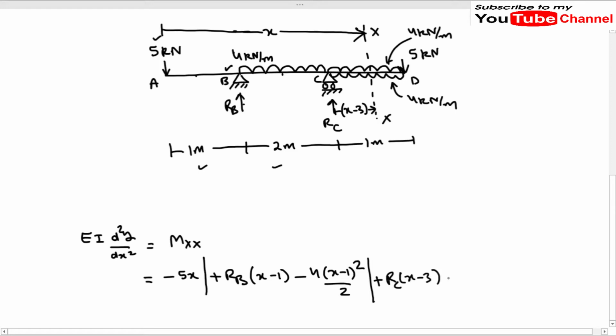And the bending moment due to this 4 kilonewton per meter UDL, which is acting upward. This UDL is acting upward, so it will also be positive, so it will be (x minus 3) whole square by 2. So this is the final equation for Mxx.